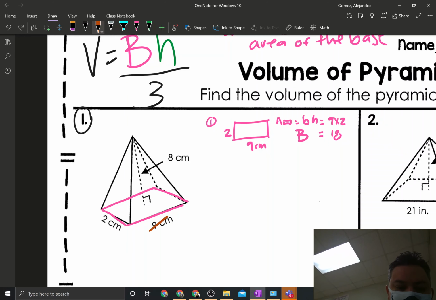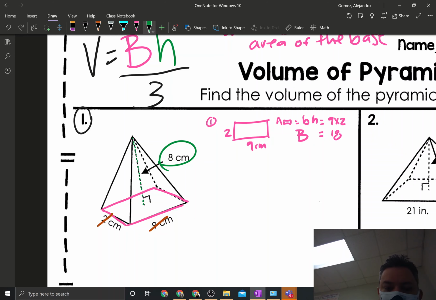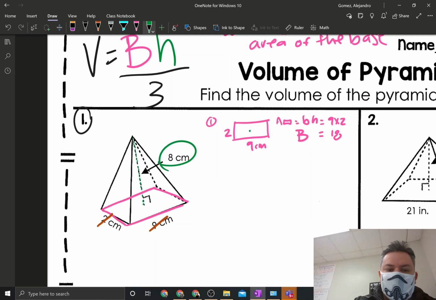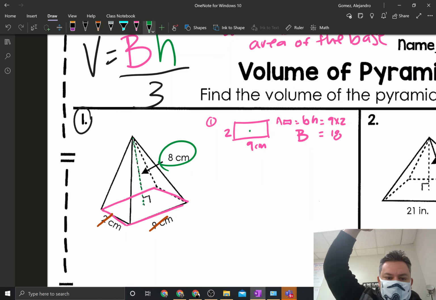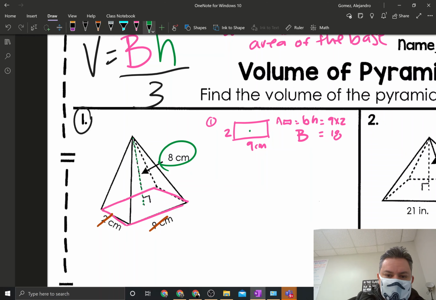We have already used the 9 and the 2. So the only number that we have available is the 8. And if you look at it, it's a line that goes from the peak of the pyramid all the way down to the center of the rectangle. So that line actually goes to right there. It's not to the sides, it's through the middle. So like Indiana Jones is trying to escape from the pyramid, and he throws a rope, naturally because of gravity, the rope is going to fall straight down, straight to the middle. So that's what that line is, the actual height.